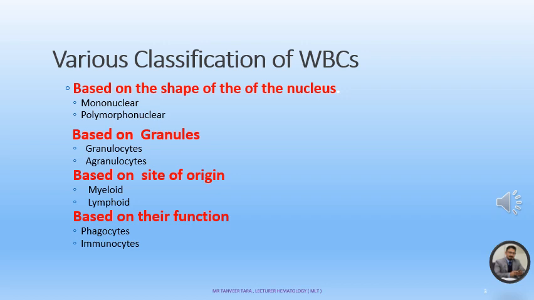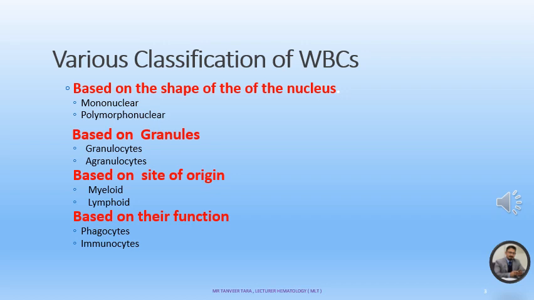Now the second classification is based on the presence or absence of specific staining granules. White blood cells may be divided into granulocytes and agranulocytes. Granulocytes may be further divided, by the nature of their specific staining granules, into neutrophil, eosinophil and basophil.